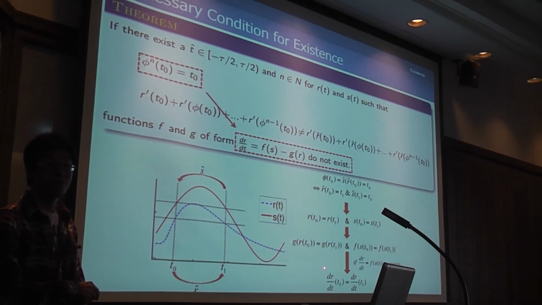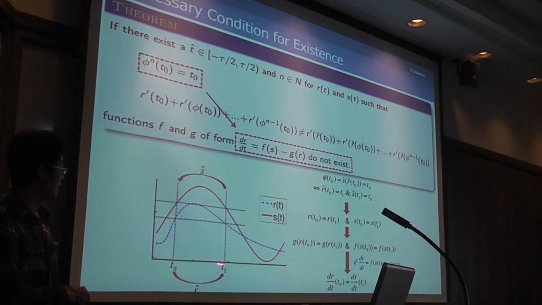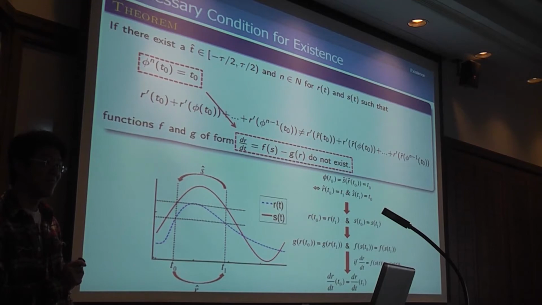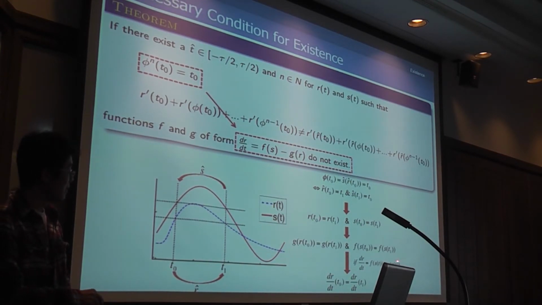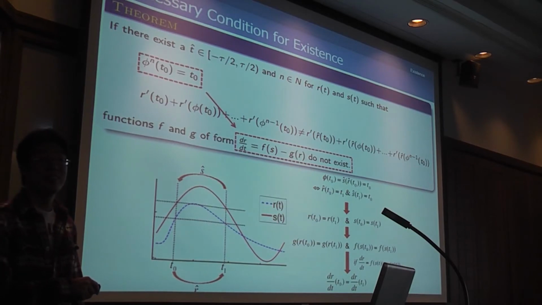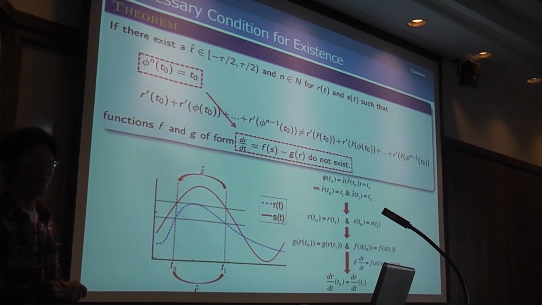Does it make sense? Now let's look at the left side. The derivative of r at t0 and t1 can be the same? The sign of the derivative of r here is positive and here is negative. The sign should always be opposite, right? So that means this derivative cannot be the same. That means this assumption is wrong. That's why a fixed point implies the model does not exist.